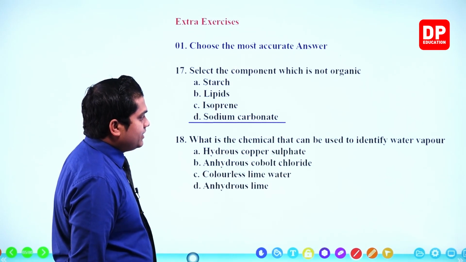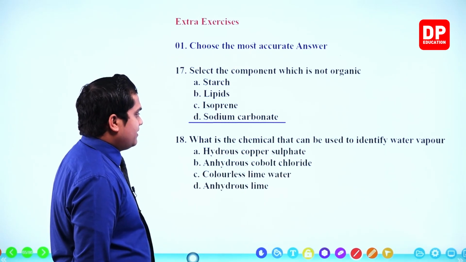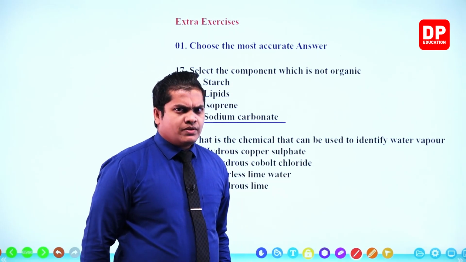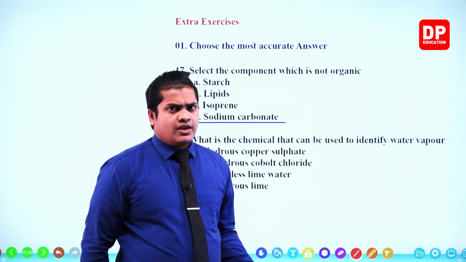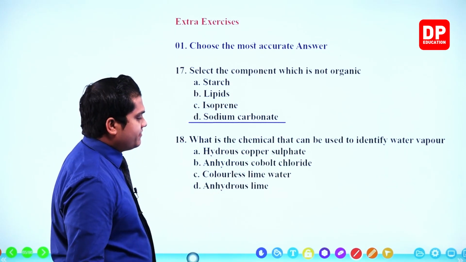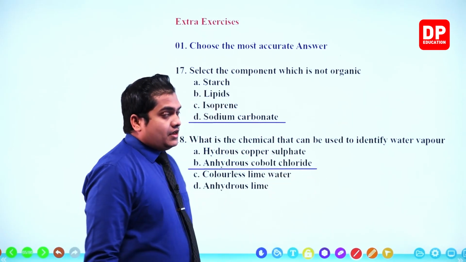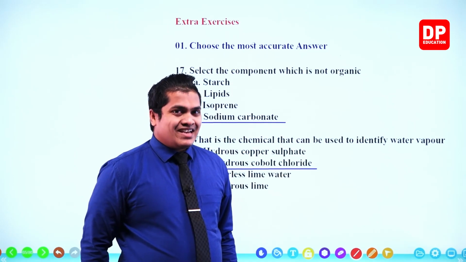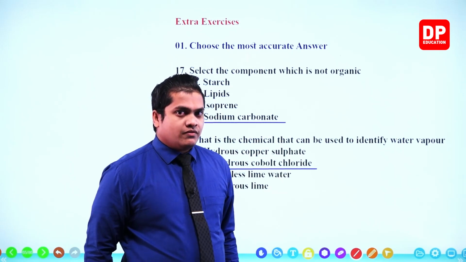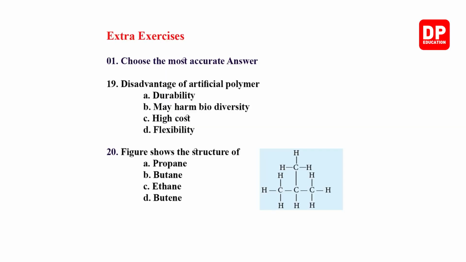What is the chemical that can be used to identify water vapor? Hydrated copper sulfate. Incorrect. We use anhydrous copper sulfate. Hydrated copper sulfate is already blue in color, so we won't be able to observe water from it. Next one. Anhydrous cobalt chloride. Of course, we can use this. I think you can remember within the first lesson of your grade 10 syllabus, we discussed how to identify water. So over there we used anhydrous cobalt chloride, my dear children. Right then.